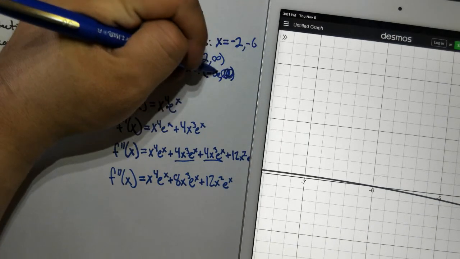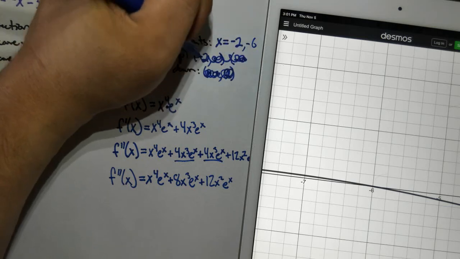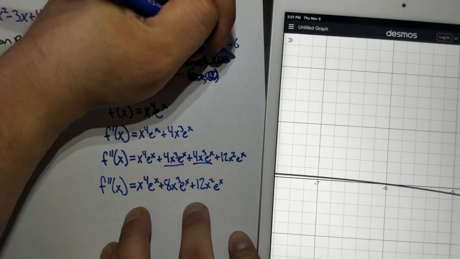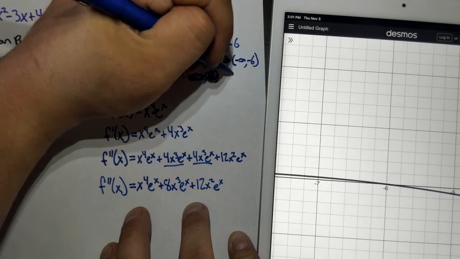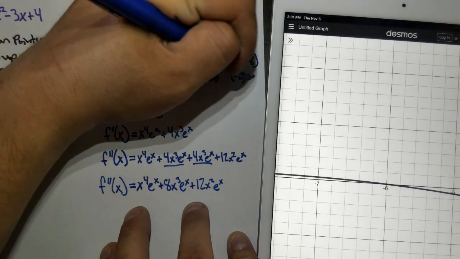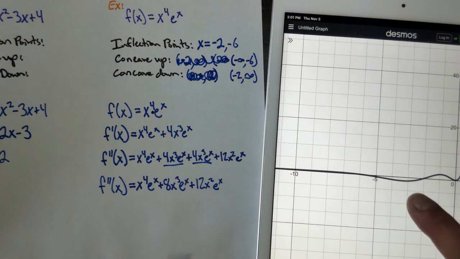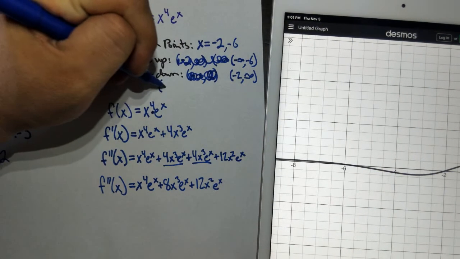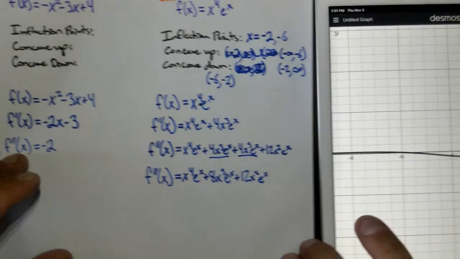Ooh, okay, so that's going to change this. So it's concave up from -infinity, I goofed here. All right. It's concave up from -infinity to -6, and then also from -2 to infinity, right? And then it's concave down in this little section in the middle here, from -6 to -2. All right. I should have looked at that.